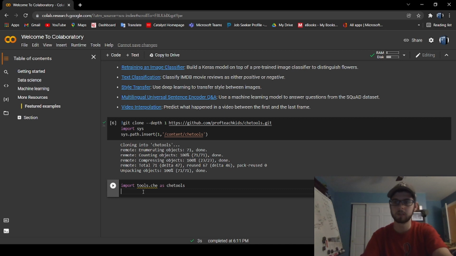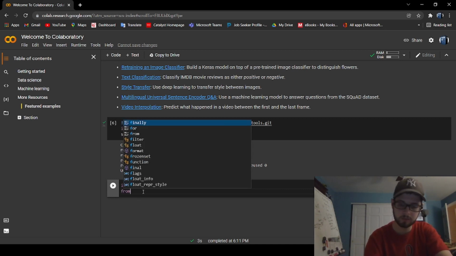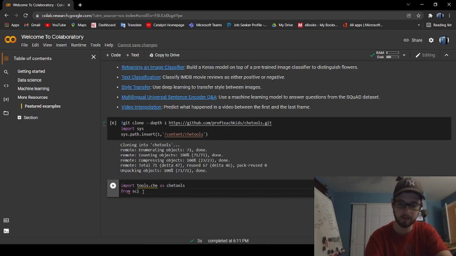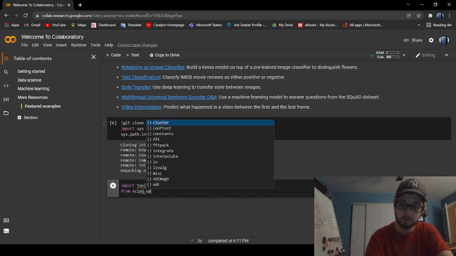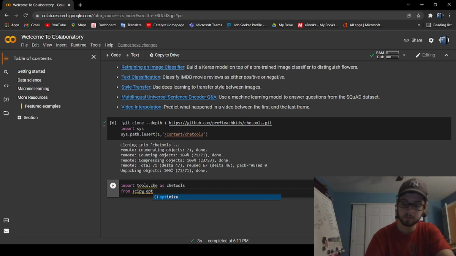And then from scipy.optimize, we're going to import the root function. It ran right.